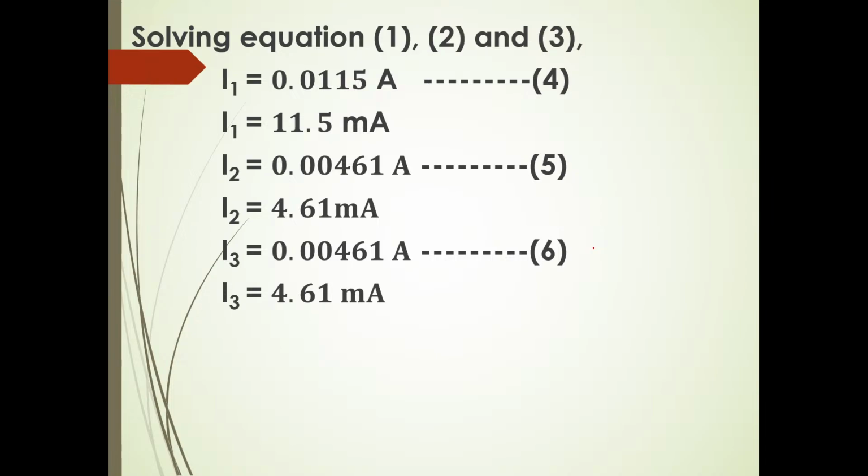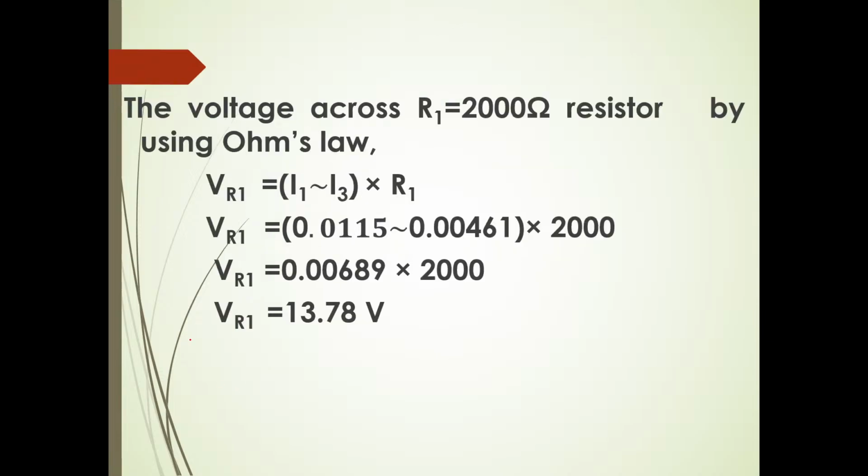Now we have I1 current, I2 current, I3 current. We can determine the voltages across each resistor. Total 5 resistors were there. If you have carefully observed, there were total 5 resistors. So let us determine the voltage drops across each resistor. I am hoping that you have completed writing the I1, I2, I3 values. Now let us calculate the voltage across each resistor.